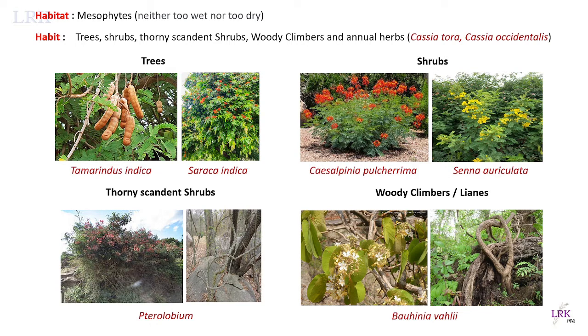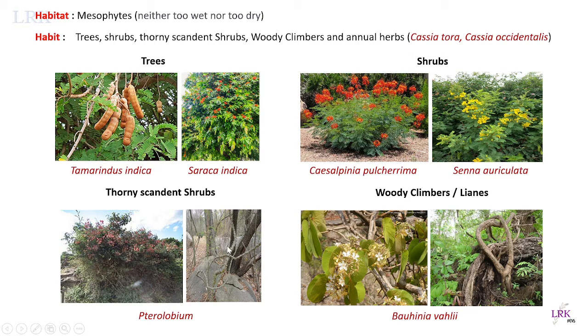Now, we will see the examples. Tamarindus indica and Saraca indica are good examples of the trees in this subfamily. And Caesalpinia pulcherrima, this one you can see, and Senna auriculata, these are shrubs. And Pterolobium is a thorny scandent shrub. What is a thorny scandent shrub? It grows bushy. The shrub is shrubby, but it can be a climber.